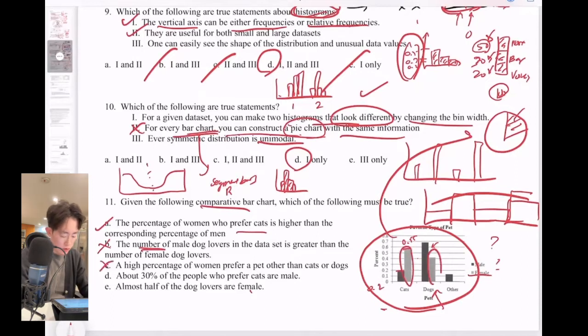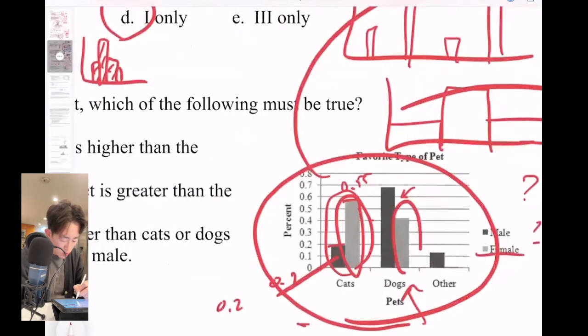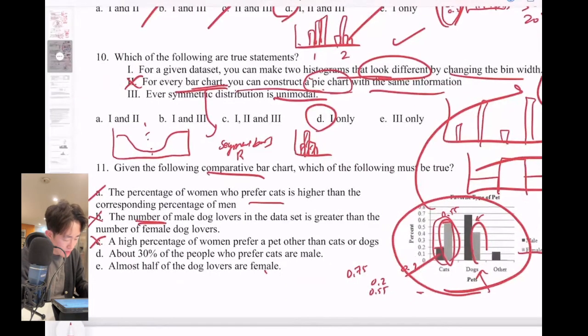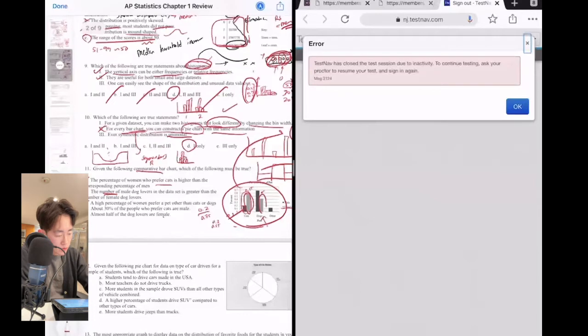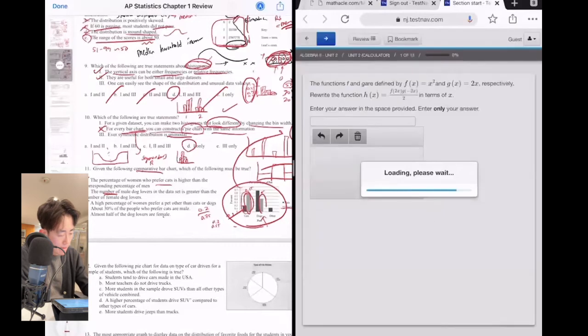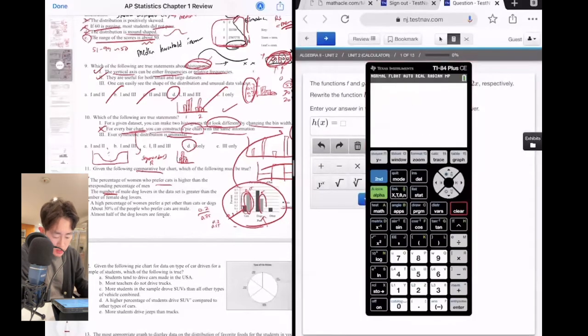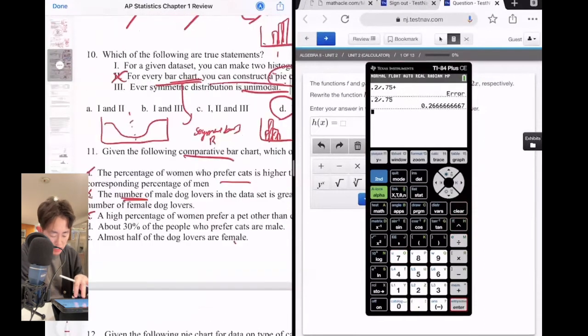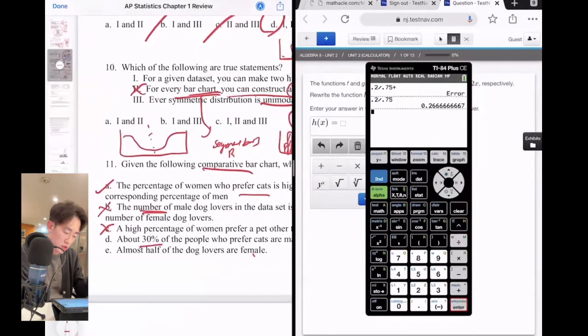About 30% of the people who prefer cats are male. So let's say for the people who prefer cats, you can just add the 0.2 along with 0.55. So that's 0.75-ish or so. Out of the 0.75, the males are about 0.2. So let me bring out my calculator here. All right, so 0.2 out of 0.75. Okay, so that gives me about 26%. 30% seems kind of rough, roughly around the same area, but not as good an answer as A.